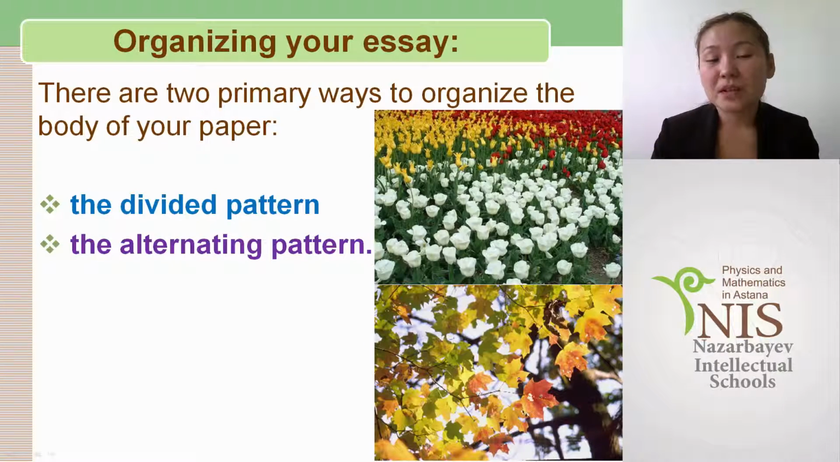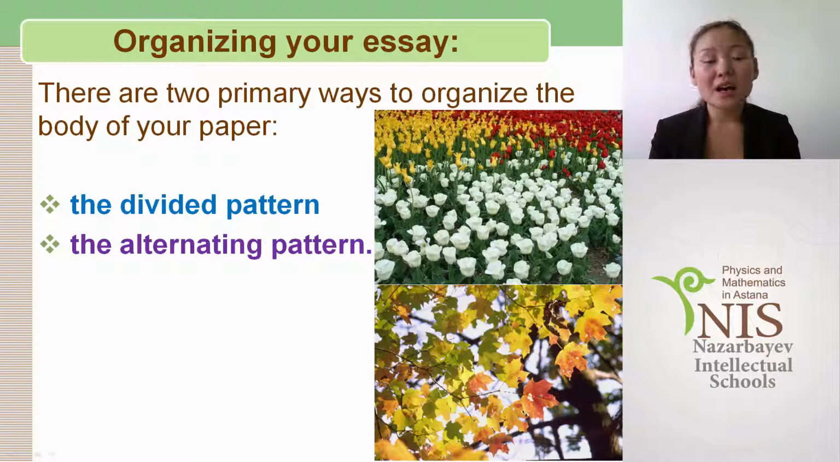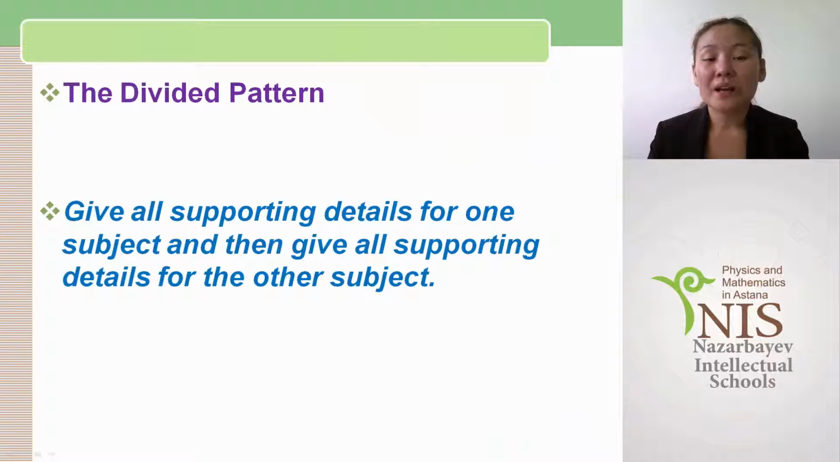Well, you have to organize your essay as well. There are 2 primary ways to organize the body of your paper: the divided pattern and the alternating pattern. Now, in pairs, I want you to discuss this topic for 5 minutes. Well, now I will tell you what each of these patterns mean.